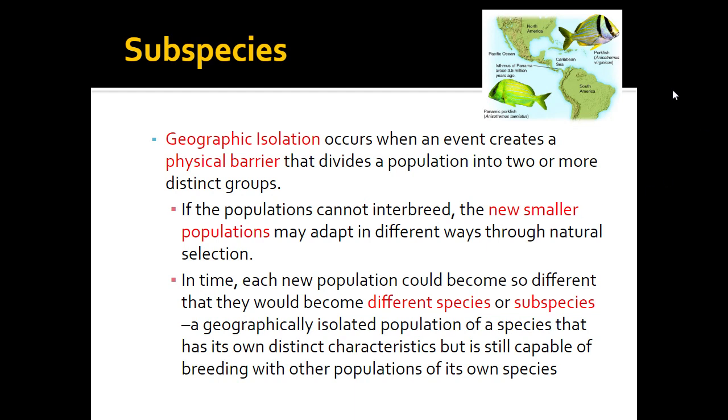So in this picture here, you have two species of fish. This is called the porkfish. At one point in time, there was a gap here. Okay, this is called the Isthmus of Panama. It arose 3.5 million years ago. So until 3.5 million years ago, these fish were one species. They looked similar, they interbred. When that Isthmus of Panama formed, there became a physical barrier between those two species, and you can see that they look different now. Okay, and if they were to get back together, they would probably not likely interbreed anymore.